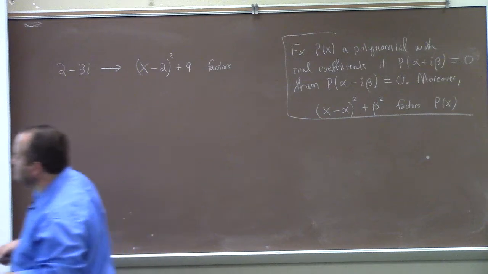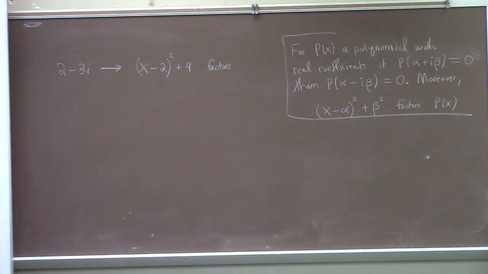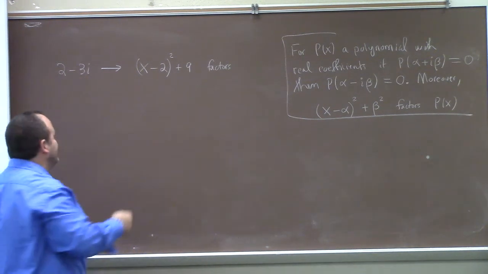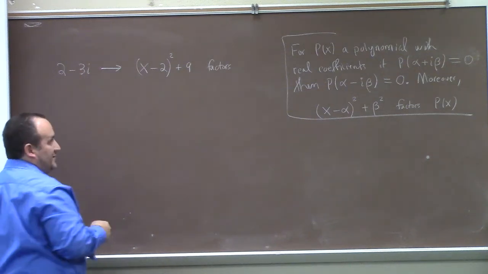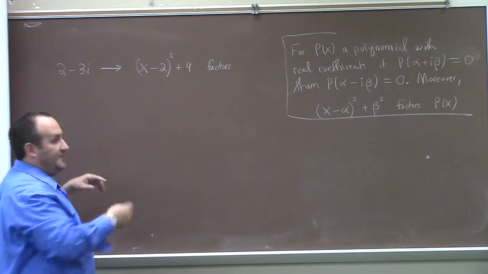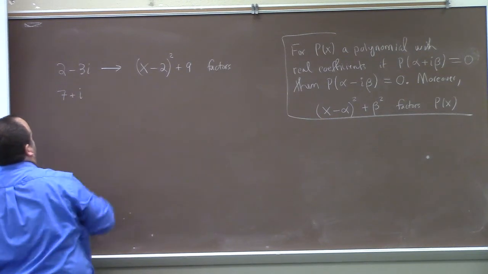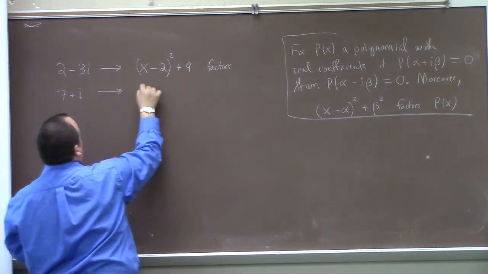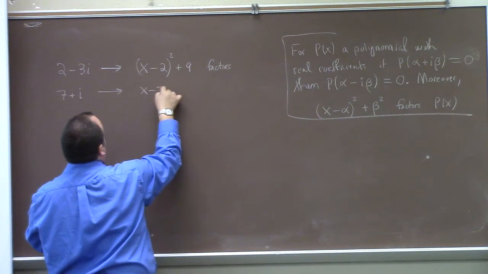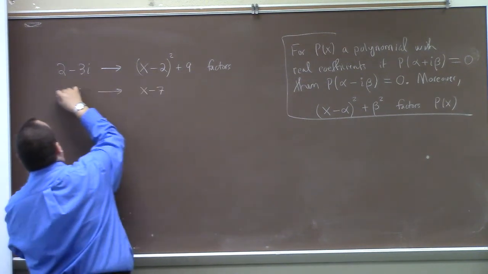Oh, I guess I'm making a similar problem. So if I had this as my complex zero, it gave me that as a factor. If I had 7 plus i as a zero, that would give me this factor. Tell you what, I'll make it a minus 7. There we go.